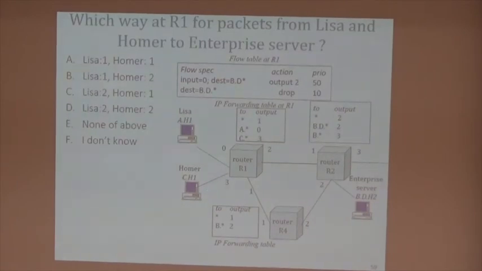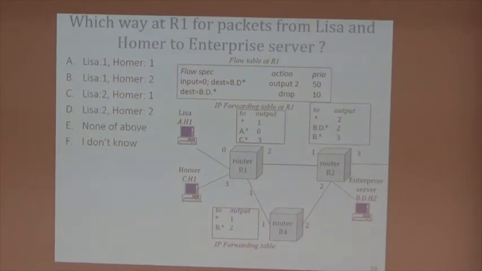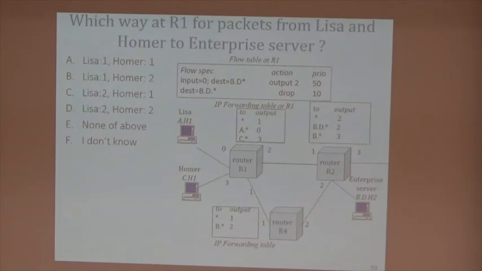So assume this is the flow table at R1, and we have a packet from Lisa. Lisa is here, that is going to the enterprise server here. And also packets from Homer to the enterprise server. Which way will they go with that set of rules? I close the poll.